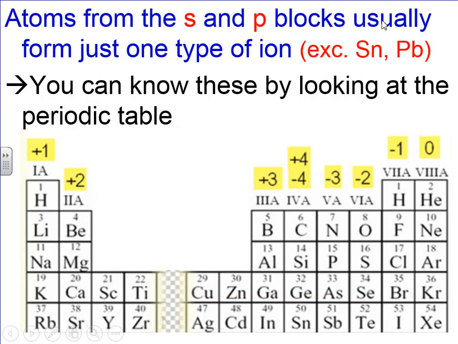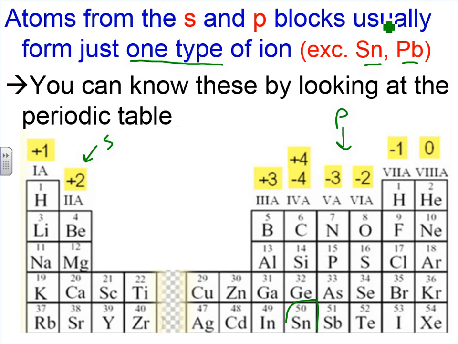Now, atoms from the S and the P blocks, remember this is the S block, this is the P block of the periodic table, will form just one type of ion. There are exceptions, of course, as you'll see, things like tin and lead, which are down below. Here's tin, and lead is below tin in the P block. And you can know these from the S and the P block just by looking at the periodic table. And we taught you how to do this in a previous video.